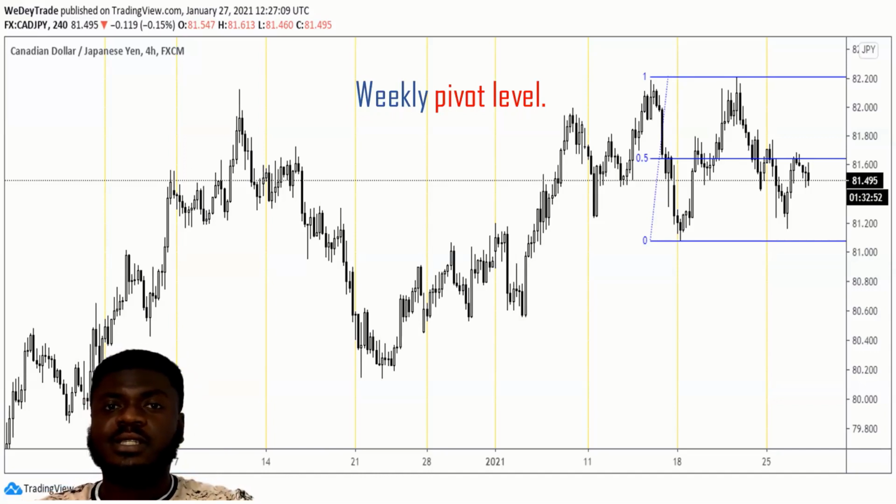Plotting support and resistance levels need not be a problem if you know how to plot them based on price and time. In the description below, I've left links to my post on this very same video where you can see more examples and find examples from MetaTrader 4 as well.